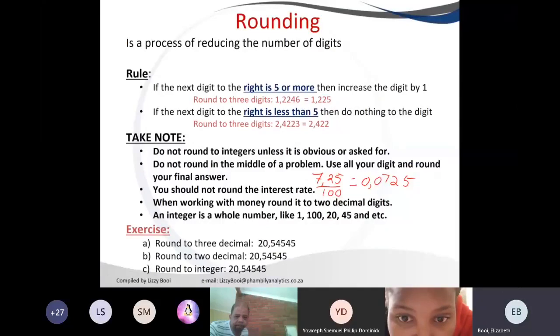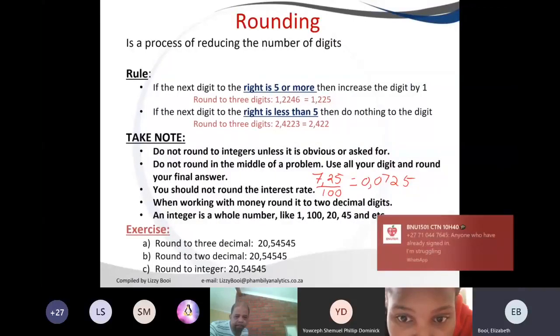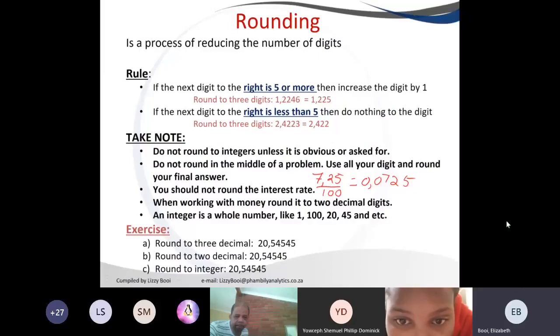So I was saying 7.25, if we divide it by 100, the answer becomes 0.0725. And you need to keep it that way. You keep all the decimal places. You do not round them off.